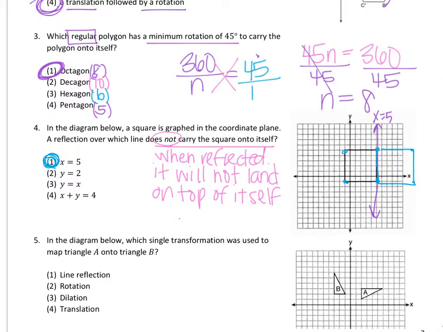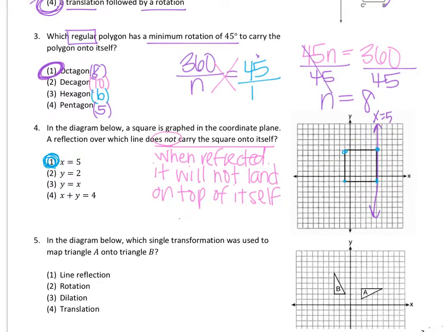Y equals 2, so I'm going to go up to 2, and then I'm going to plot my line going horizontally this time because it's y equals. And if I were to do a reflection here with these vertices, I'll put them in yellow now. This first yellow vertex is 3 away. 1, 2, 3. So I go 3 beyond it. 1, 2, 3. Which means it lands exactly on top of another vertex that we wanted to stay in the same position. The same thing happens on the right-hand side. 1, 2, 3. 1, 2, 3. Boom. This square is now landing exactly on top of itself. So that's why choice 2, y equals 2, is not our answer.